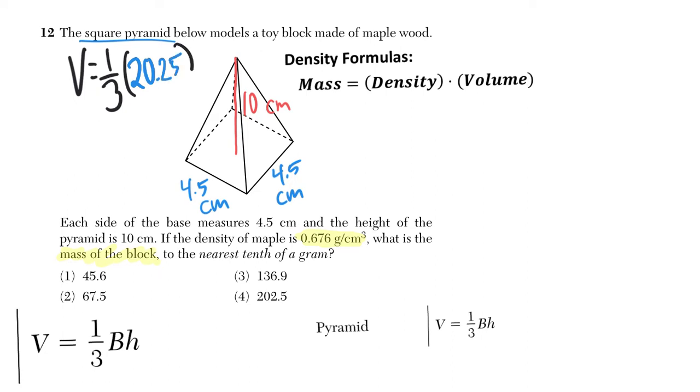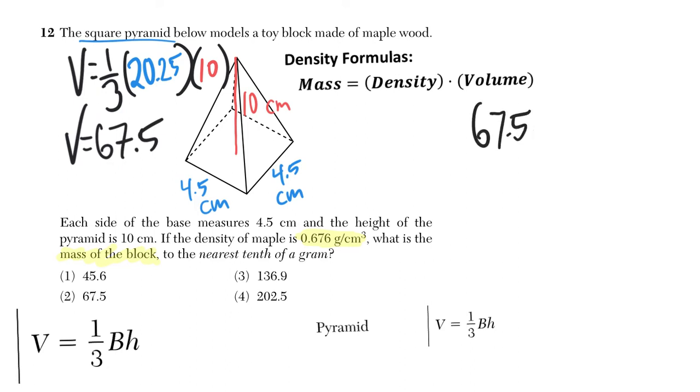20.25 times the height. And what is the height? We already said the height is 10. And so when you pop that in your handy dandy calculator, that's going to give you 67.5. So this is the volume. Amazing. And so here's what I know. The volume is 67.5, and we're going to be multiplying it by the density, which is 0.676. That's going to give us the mass.